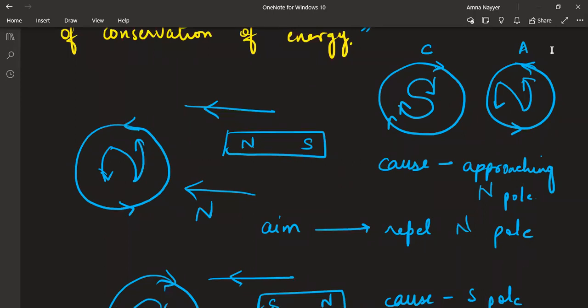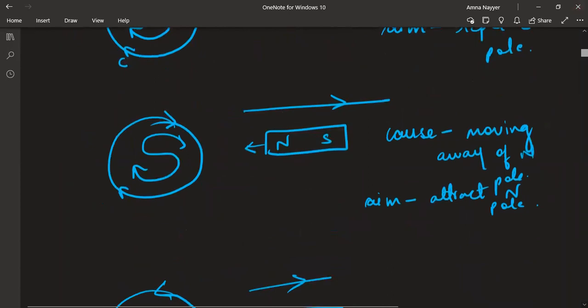All the options will be given north, south, depending upon which is the cause. For example, if north pole polarity is approaching, so the cause is the approaching north pole. So what is the aim of the induced current now? The aim of the induced current is to repel the north pole because it is approaching. So the best way is to repel it. So how can you repel it? By developing the same polarity. So this is how you can oppose all the causes that are producing it.